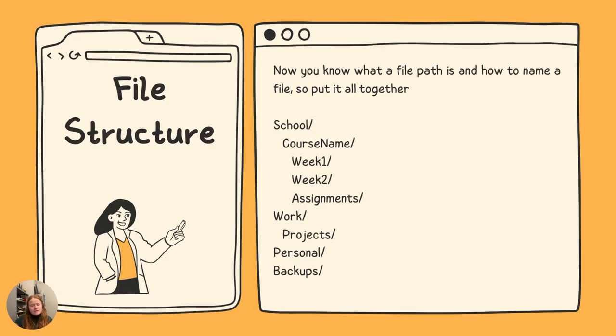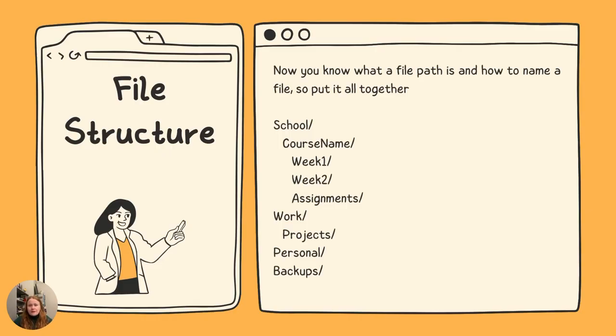This is a visual of file paths. You can see how the folders would break down. If you have school as the main folder, and then you also have one for work and then personal. Under school, you'd have all your different classes, or you could have school and then semester and then all your classes. You can break that down however you need. You might not actually need a folder for each week of a class, but you probably do need one for assignments, and maybe one for your readings, everything that you have to download.